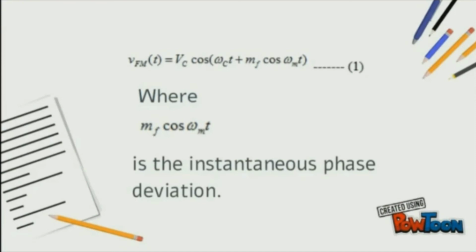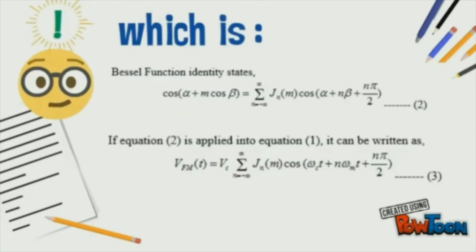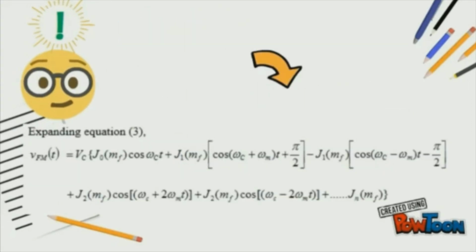From equation 1, we have to remember that MF cos omega mt is the instantaneous phase deviation, which the Bessel function identity states as equation 2. If equation 2 is applied into equation 1, it can be written as equation 3. By expanding equation 3, we can get the final equation as below.